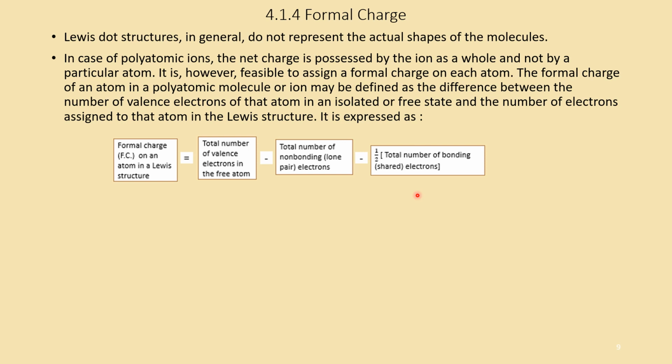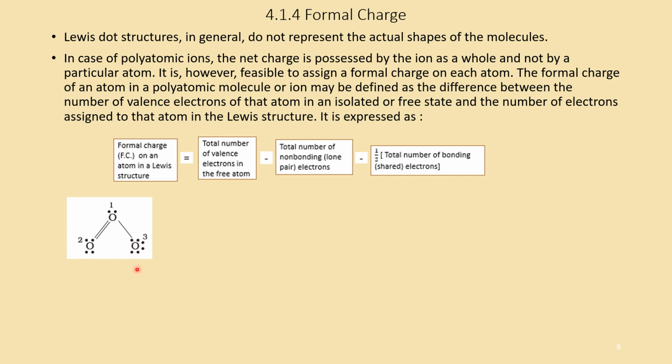Let us consider the ozone molecule O3. Its Lewis dot structure is shown on the left hand side. The Lewis structure of O3 may be drawn as shown in the figure, and the atoms have been numbered as 1, 2, 3. So this is atom number 1, atom number 2 and atom number 3.